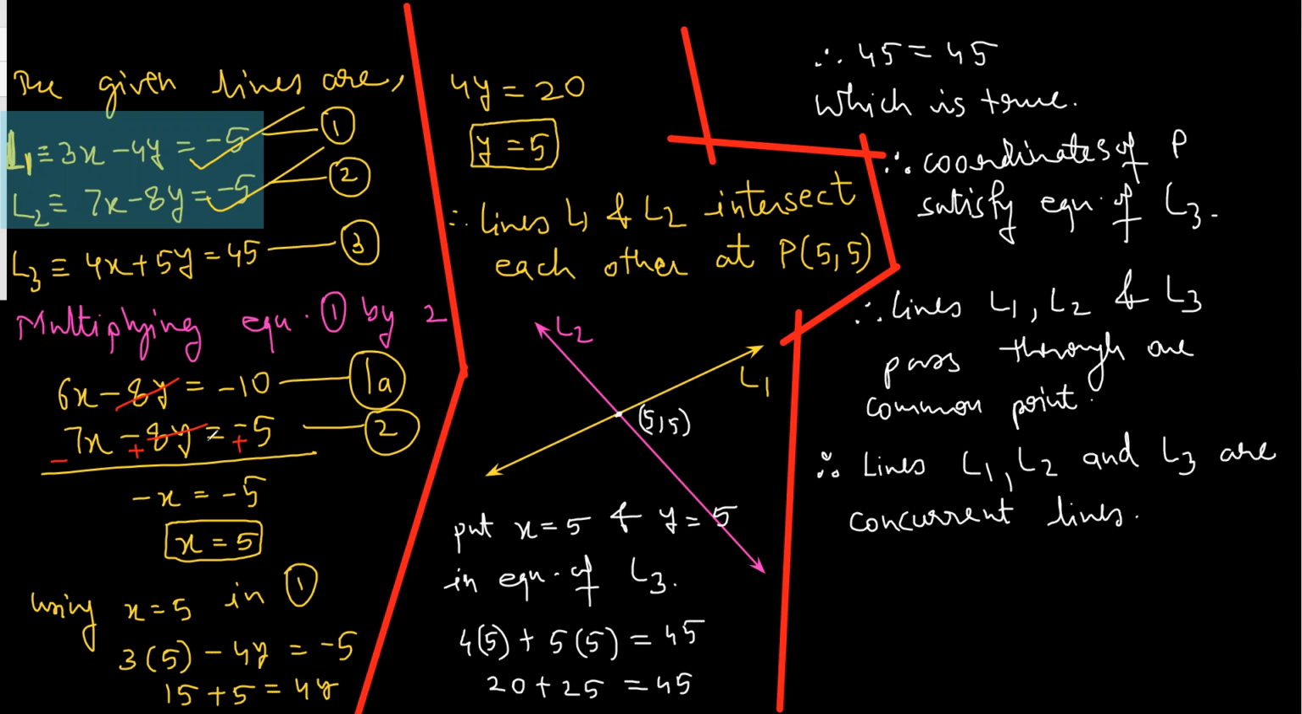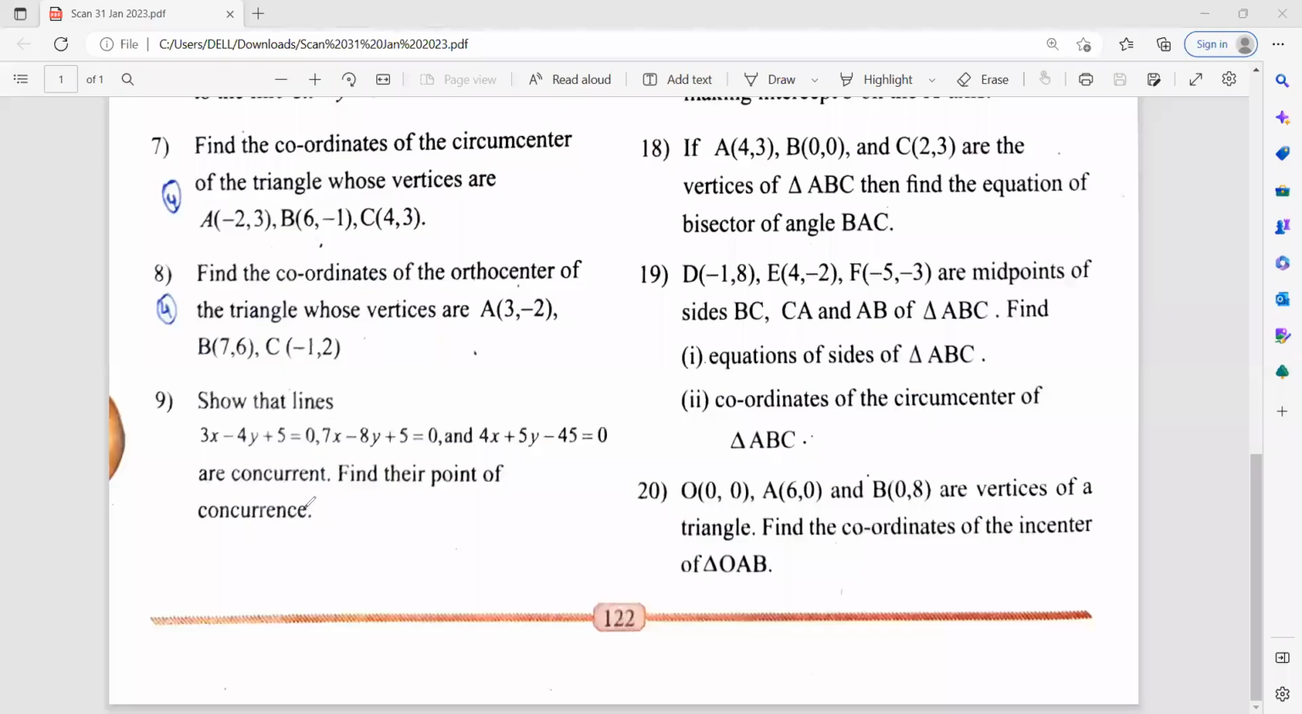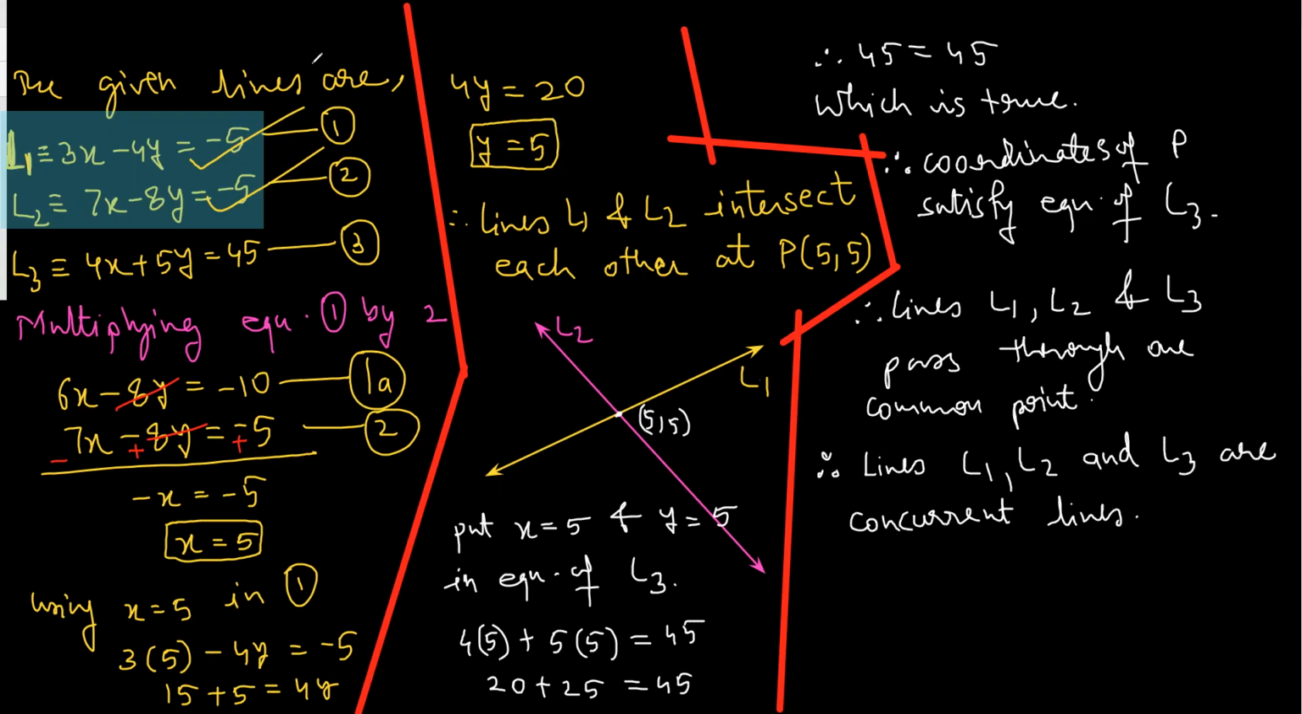Okay. And in the question, they had also asked us, if you see the question, you can check here, they're asking you to find their point of concurrence, that is the point of intersection. So what is the point of concurrence? You will say the point of concurrence is 5, 5 that we already found. You see this 5, 5.